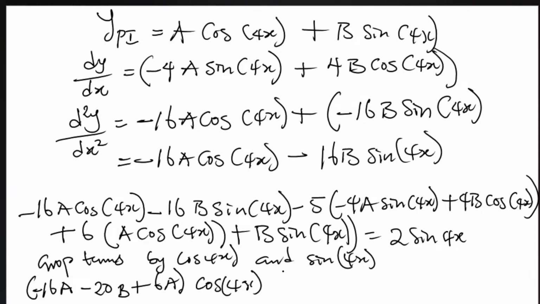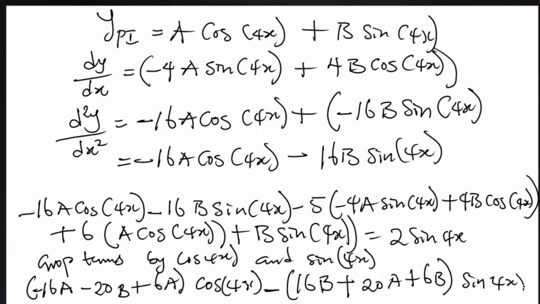What's the next one? The next one is we are grouping for sine 4x. So this will be minus 16b, so we have minus 16b plus 20a plus 6b. And this is for sine 4x. Are we done? No, we are not done.